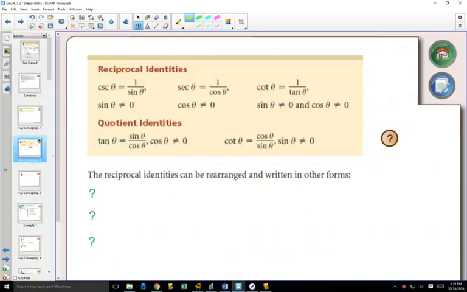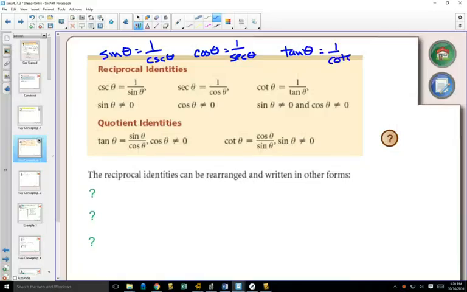Some of the ones that we've already learnt are the reciprocal identities. You know that cosecant is 1 over sine, that secant's 1 over cos, and cotangent is 1 over tan. In fact, we also wrote these the other way, that sine was 1 over cosecant, that cos was 1 over secant, and that tan was 1 over cotangent. So these are equations or statements that are always true no matter what angle you use.